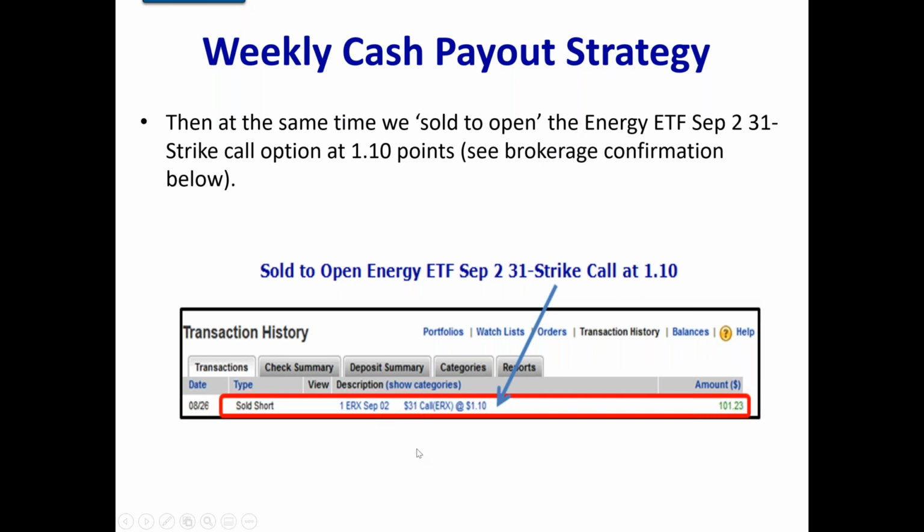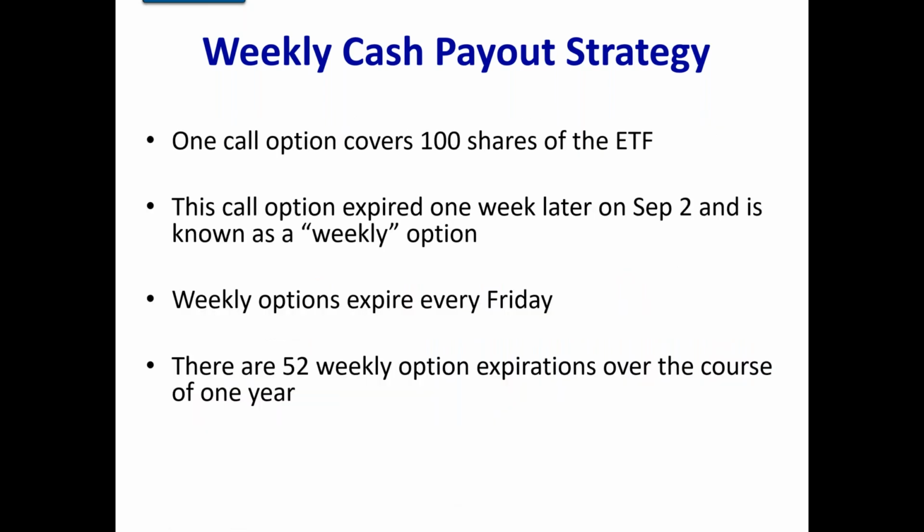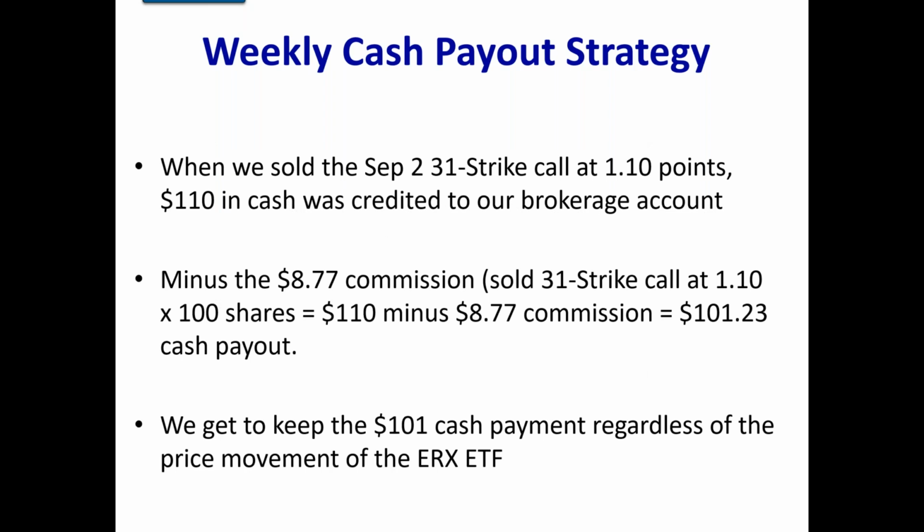So the September 2nd call expired 7 days later, and we collected a 110 premium on the sale of the call option. So this call option expired 1 week later on September 2nd and is known as a weekly option. And we get to do this 52 times over the course of a year using weekly options. So when we sold the September 2nd 31 strike call at 110, $110 in cash was credited to our brokerage account minus the commission. So that came out to $101 after the commission, and cash was credited to our brokerage account.